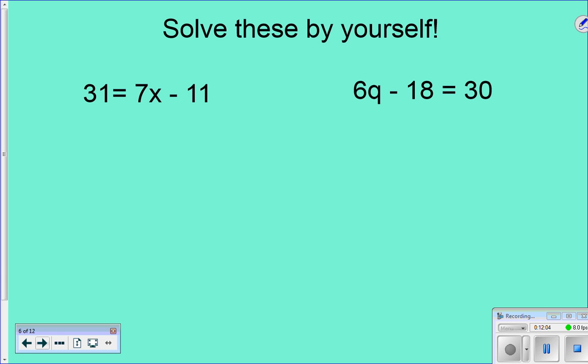What do you have to do to get rid of this first? Get a plus 11, right? Not 7, yep. Because that one you're going to divide and multiply later.